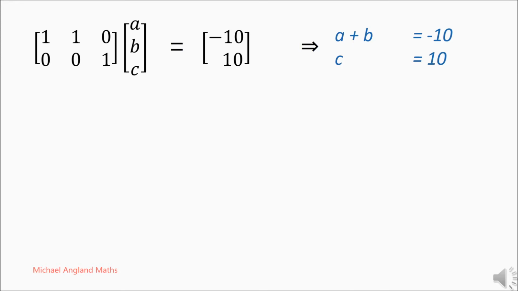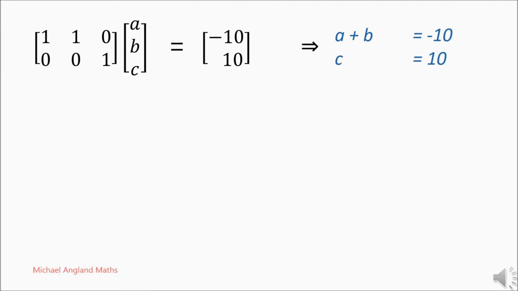Now, if we look at what I've written, I've constructed three matrices. First of all, a 2 by 3 matrix with the 1s and 0s, then a 3 by 1 matrix, or 3 by 1 vector with the a, b, and c, and then on the right-hand side, a 2 by 1 matrix with minus 10 and 10. That represents the equations that we saw earlier and that we can see on the right-hand side.